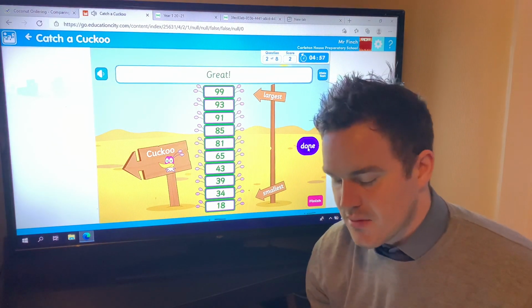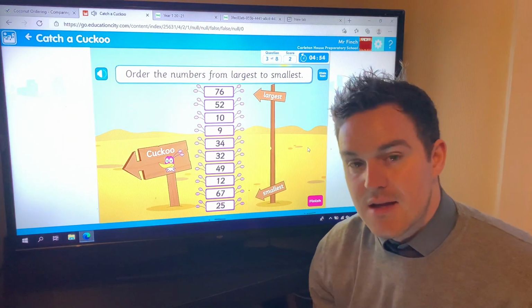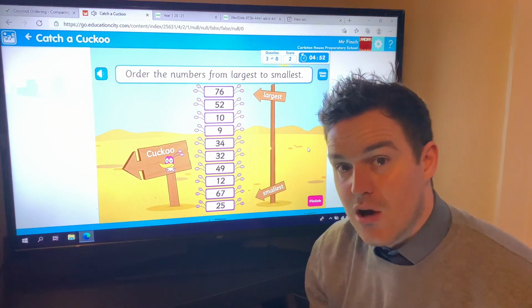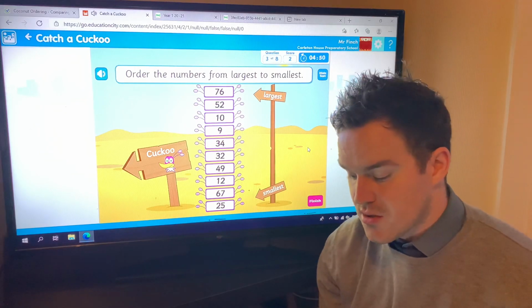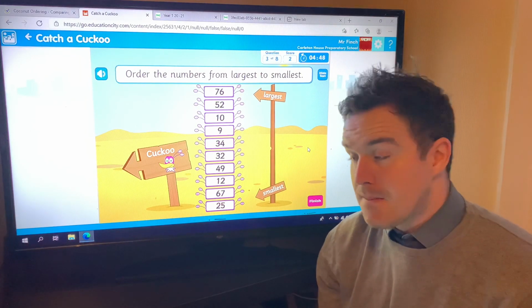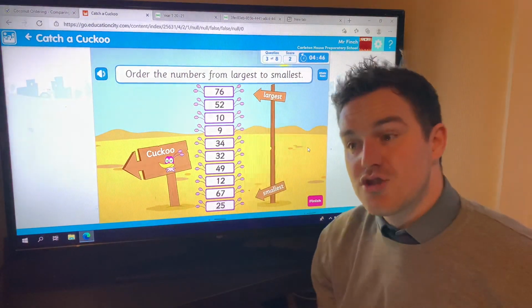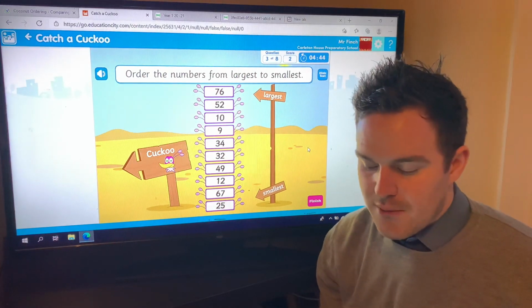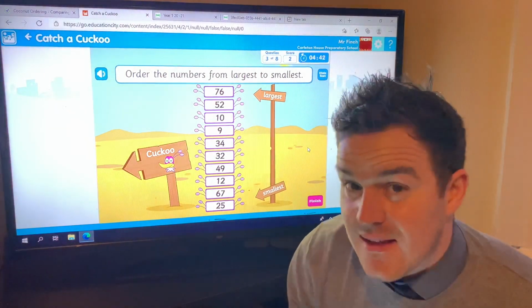Okay, let's see what our next one is. Order the numbers from largest to smallest. So this time I'm actually going to start with the largest. I've done two from smallest to largest. Now I'm going to do it the other way around. I don't want you to do that. I'll explain that a little bit later though.